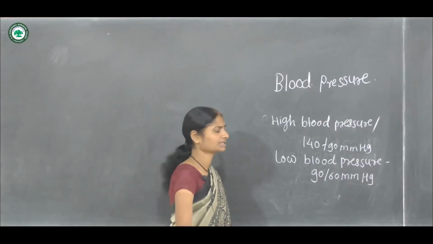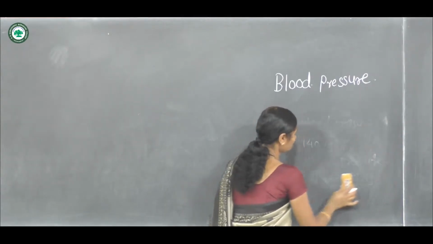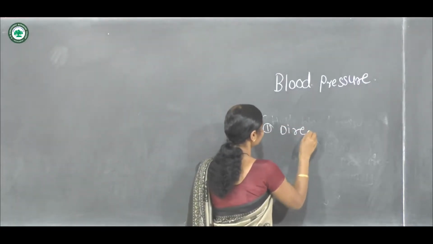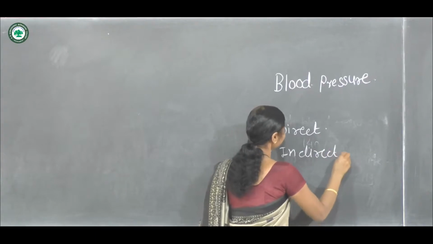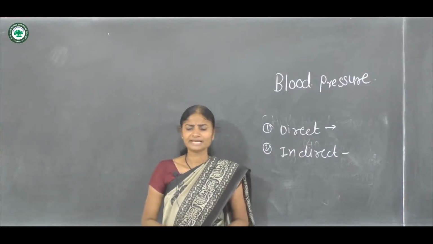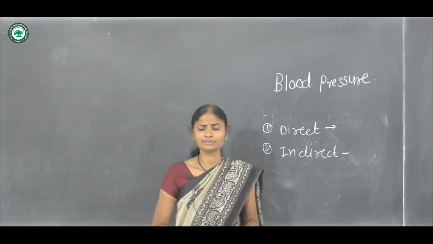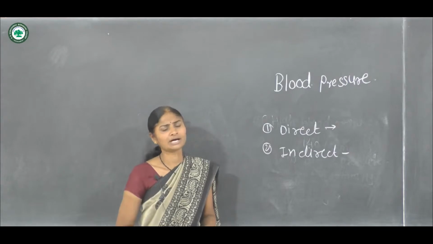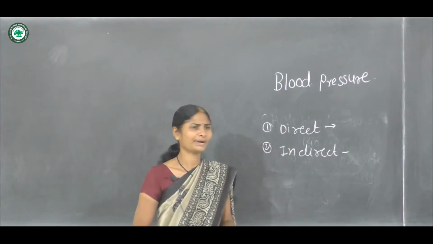Next point in our list is measurement of BP. Two methods are used for blood pressure measurement. First is the direct method, and second is the indirect method. In this direct method, the procedure is surgically applied, the artery is exposed, and the pressure is measured using a mercury manometer. A cannula is inserted into an exposed artery or vein or heart, and the other end of the cannula is connected to a U-shaped mercury manometer.